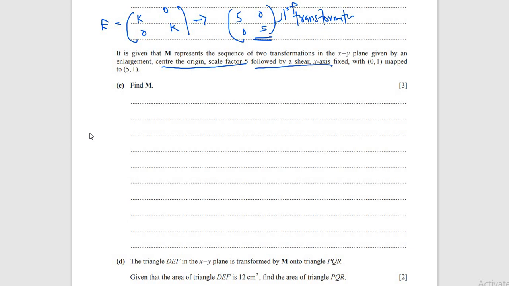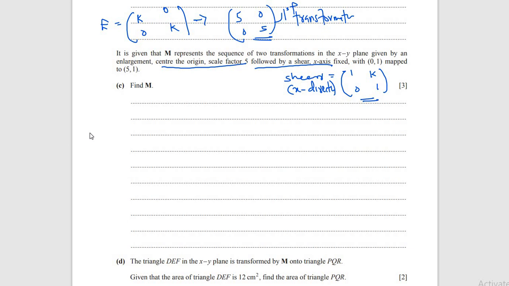Now, what is the meaning of shear x-axis? Shear x-axis means direction of x. For shear, the matrix for shear in the direction of x is always in this form: 1 0 k 1. This is the matrix in the direction of the x-axis. If it is shear in the y direction, it has another format. I'm going to do that next week when I start my topic.